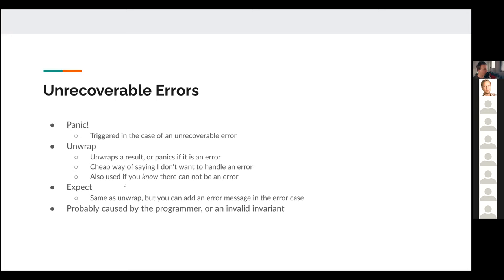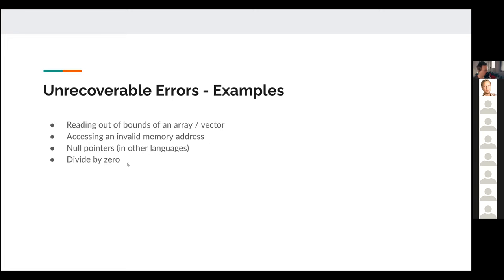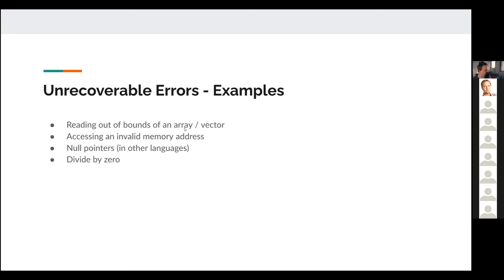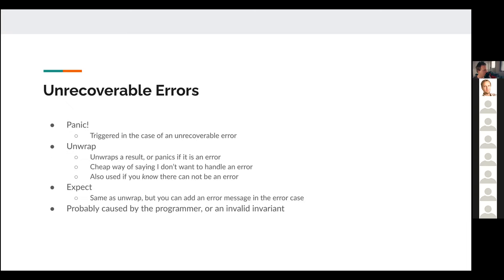So unrecoverable errors are generally, I would say, caused by the programmer, that's you, or an invalid invariant in your program. Usually this is like, if you're trying to read the 11th element of a 10-sized array, that's your fault and not the user's. If you're trying to divide by zero, that could be the user's fault if we were dealing with user input, but then really it's your fault for not validating the user input. Accessing invalid memory is usually also your fault because users often don't deal with memory directly when using your program, unless you are maybe writing a memory inspector or something like that. But then it's really your responsibility in the end anyway. So most of these are your fault.